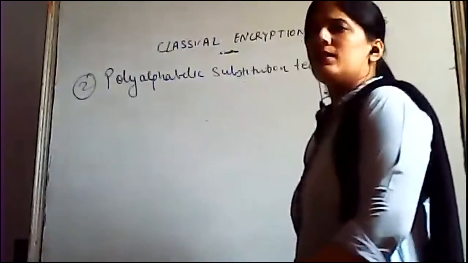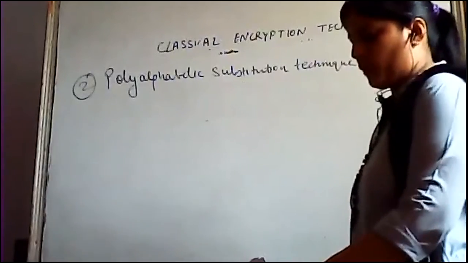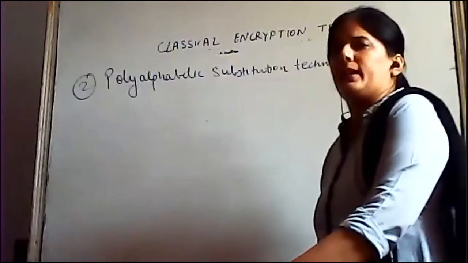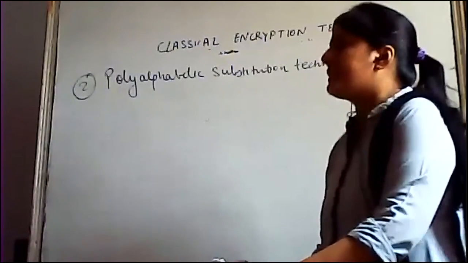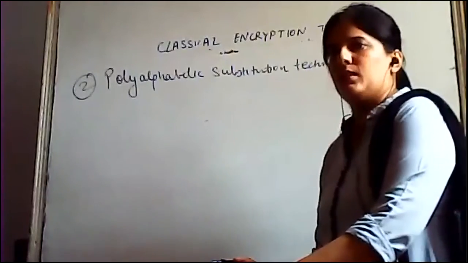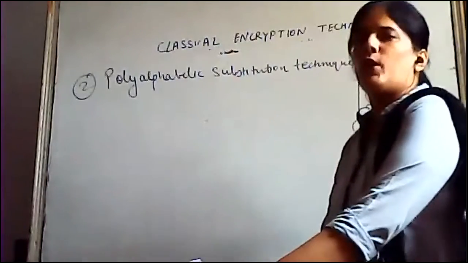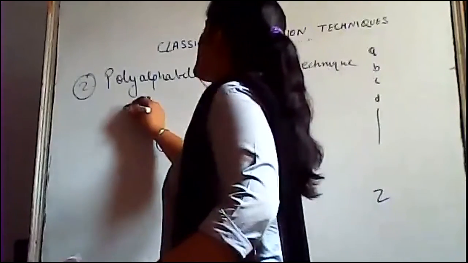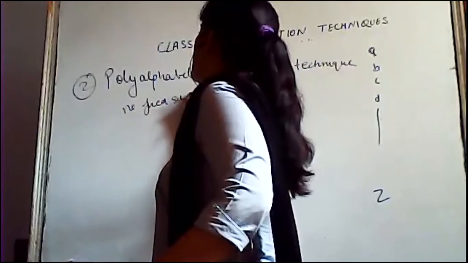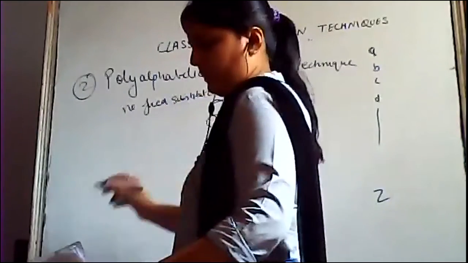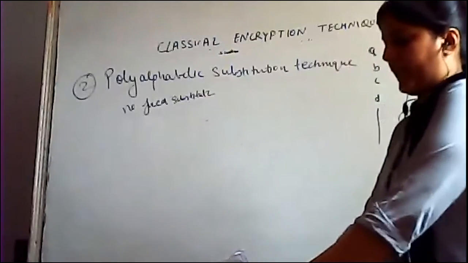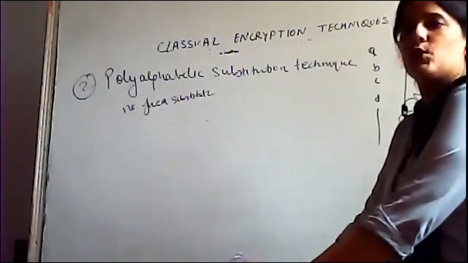Okay. Second one is your polyalphabetic substitution. Now in the case of a monoalphabetic, we have discussed that a single substitution is there, and that type of substitution is still fixed. But in case of a polyalphabetic, there is no fixed substitution. So each occurrence of a character may have a different substitution.